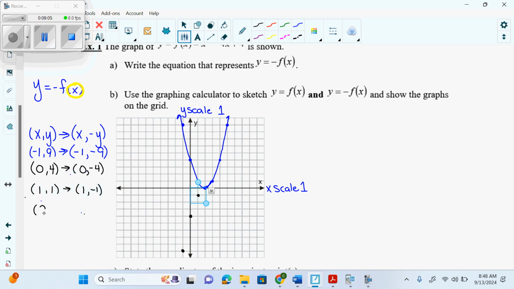Then I have 2, 0. It's going to become what? 2, 0. What is this coordinate? Because it stayed the same. Fancy, it is the vertex, but what is this coordinate? Because it stayed the same. Because this stayed the same, this is the invariant point.